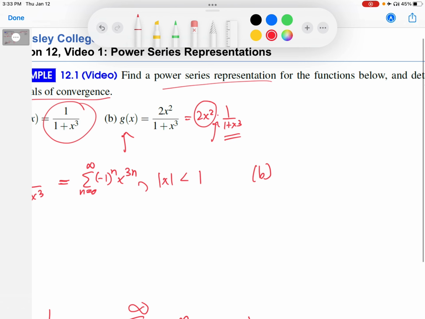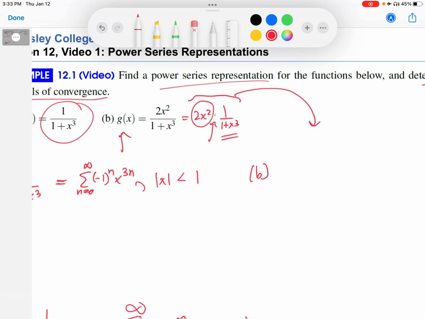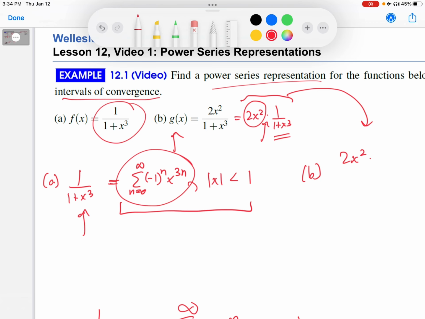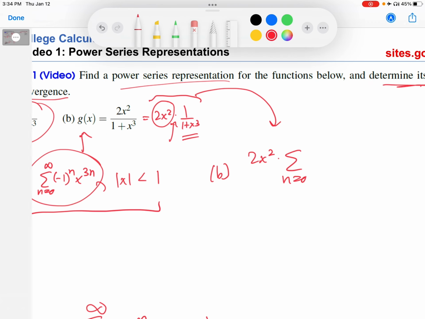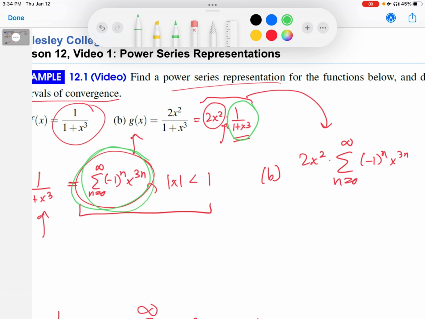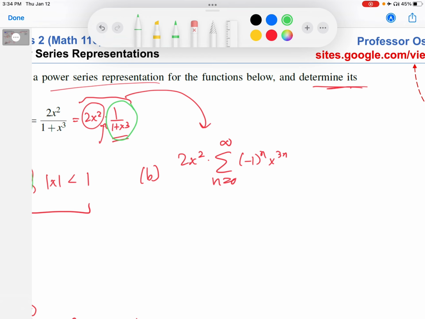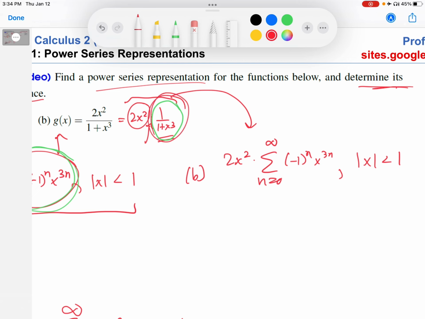And then for part B, I'm going to say, all right, this function is just 2x squared times this whole thing. First of all, 1 over 1 plus x cubed is this, so I'm just going to put that in here. So what am I doing here? I am literally substituting the power series that we know it's equal to from part A for 1 over 1 plus x cubed. And then, comma, absolute value of x less than 1. When you substitute this rational function for this power series, as we just showed in part A, you can only do that so long as the absolute value of x is less than 1.